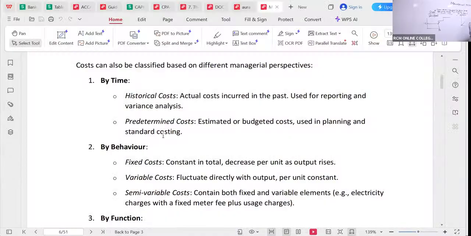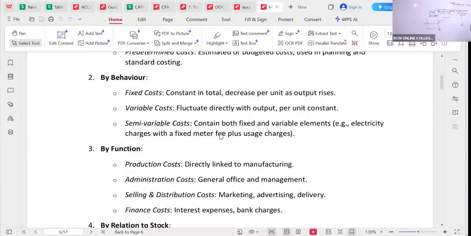Then we have classification by functions, management functions. You know, like how we do administration. Those are functions of a company. So we have administration, distribution costs, finance costs by function. So by function, we have production or manufacturing costs. These are directly linked to manufacturing. Then we have administration costs, general office and management. Then we have selling and what here, somebody? Distribution, marketing, advertising, delivery. Then we have finance costs, interest expenses, bank charges, etc.